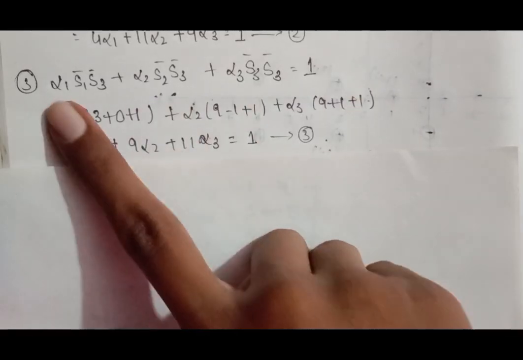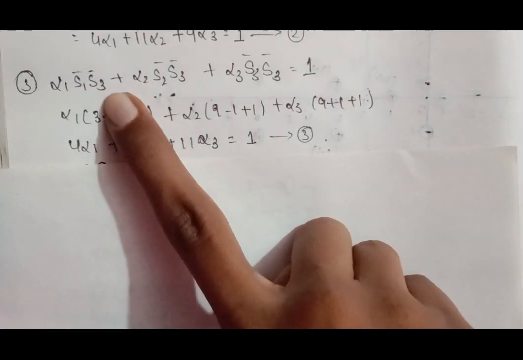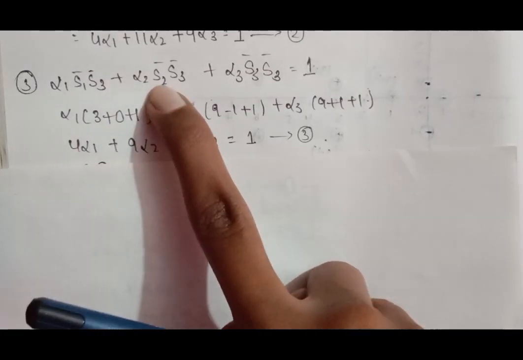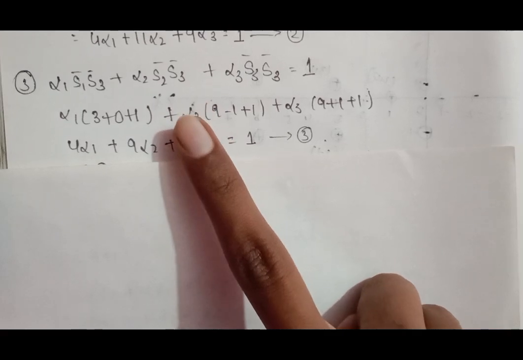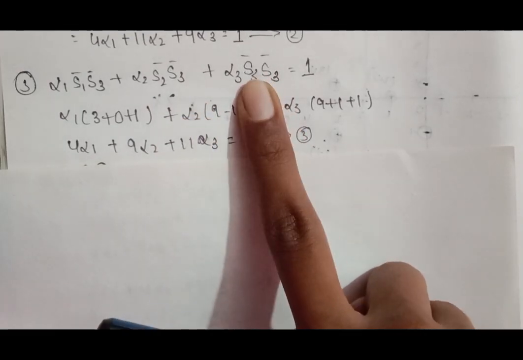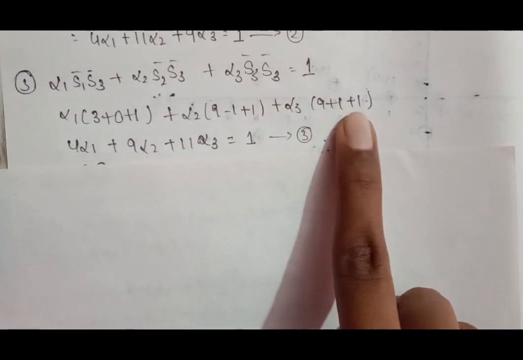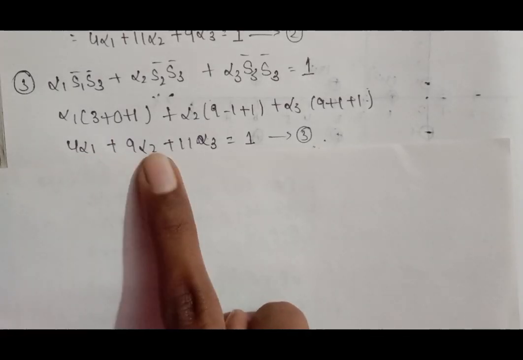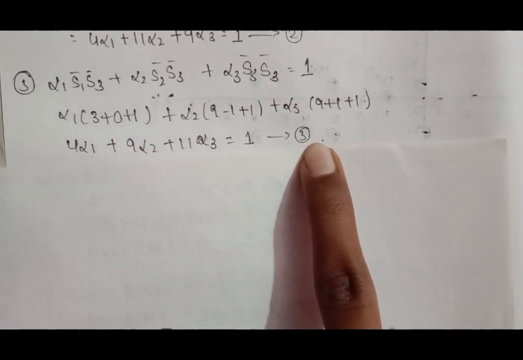So this is the third equation, alpha 1. S1 is 1 0 1, and S3 is 3 minus 1 1. So you will get 3 0 plus 1. Next, S2 is 3 1 1, S3 is 3 minus 1 1. So we'll get 3 3 is 9 minus 1 plus 1. Next, S3 is 3 minus 1 1, S3 is 3 minus 1 1. So you will get 9 plus 1 plus 1. So the simplified form is 4 alpha 1 plus 9 alpha 2 plus 11 alpha 3 is equal to 1. This is considered the third equation.